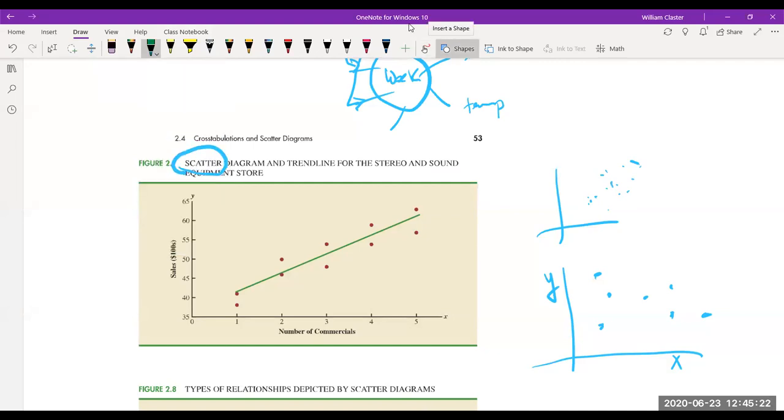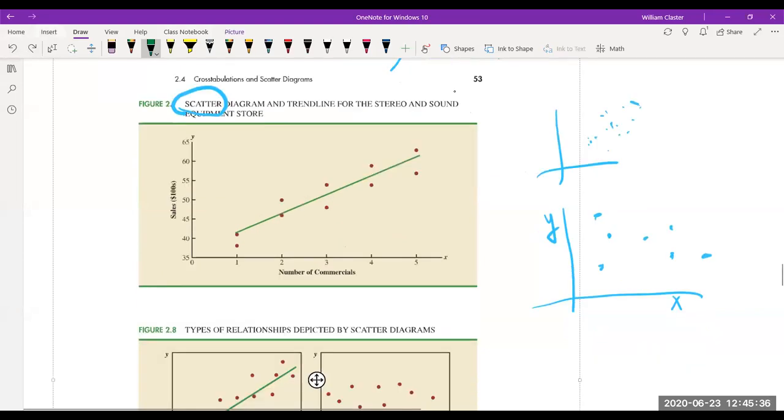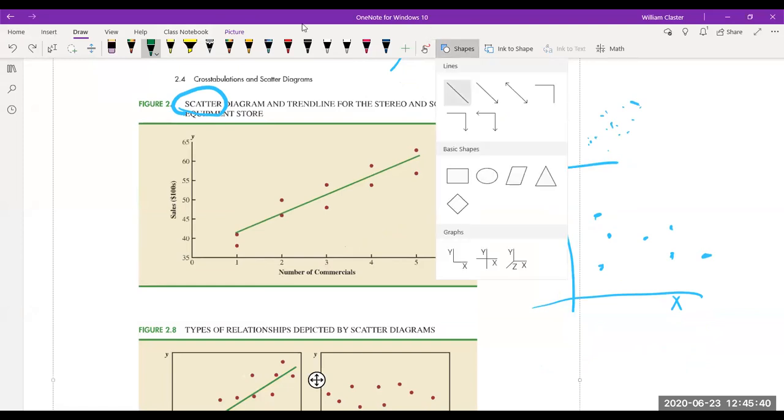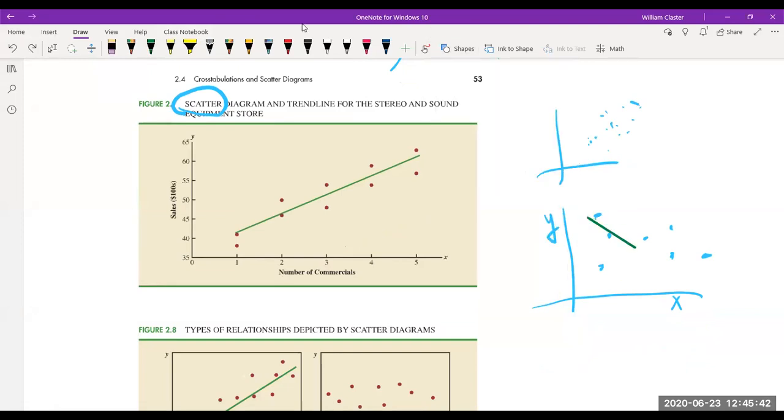So in this one, we might say that the relationship looks like something like this. Well, that didn't work. Anyway, you know what I mean? No, maybe not. Let's try it again. We might say that it looks like this. Okay, does everyone get the idea?